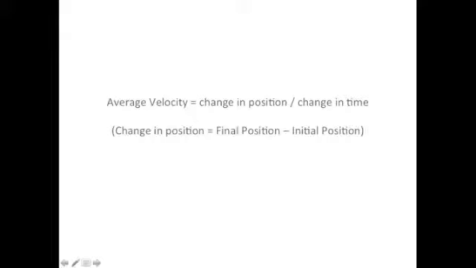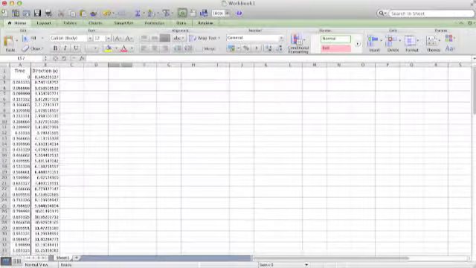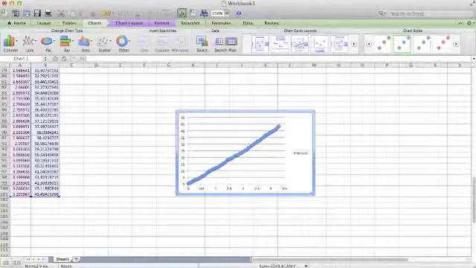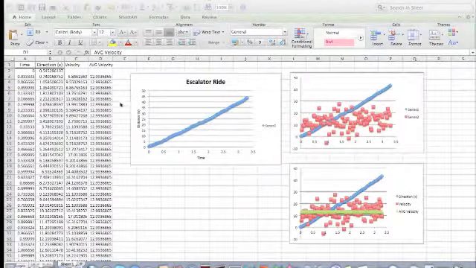I extracted data from Tracker and put it into Excel. With Excel, I was able to make a graph to visually see the findings of my experimentation with my video. As you can see, there's a constant relationship between position and time.